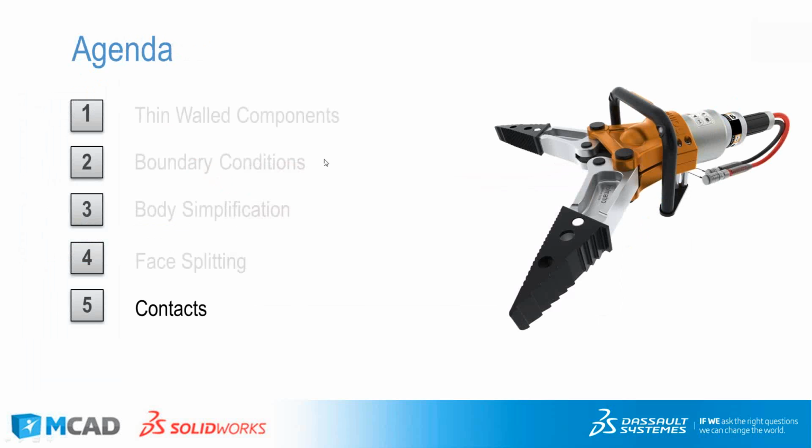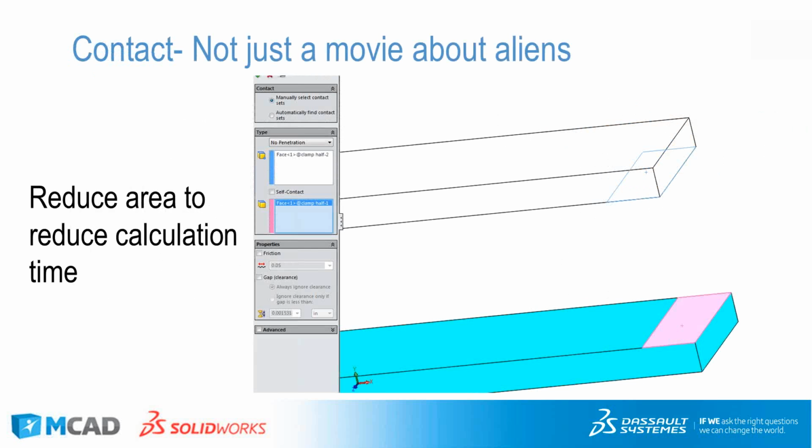Finally, this is a big one, contacts. I know setting up the bonded, no penetration, allow penetration, all of that can be a little daunting sometimes. But what's important is that previous thing I talked about with split lines, we can use that to make our simulations much faster when it comes to contact.